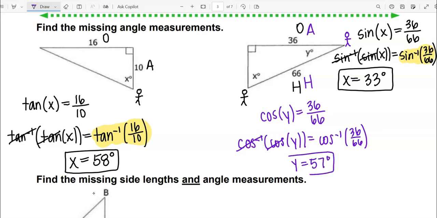57. Hey, if you were on a test and I put this question on there, how could you make sure that you absolutely got it right? See if it adds up to 180. You already know that one of your angles is 90, so your answers have to add up to, yes, plus the 90. These just have to add up to 90. 33 plus 57 is 90, so we know we got it right. Questions on that?